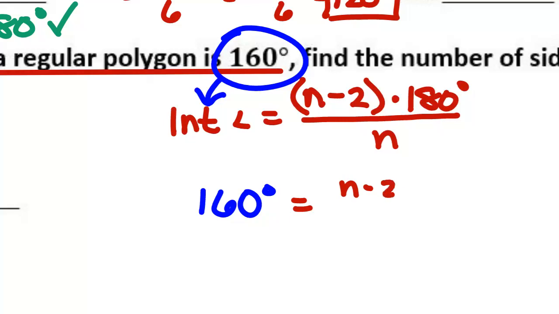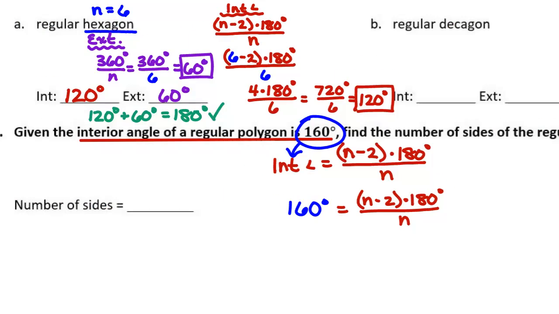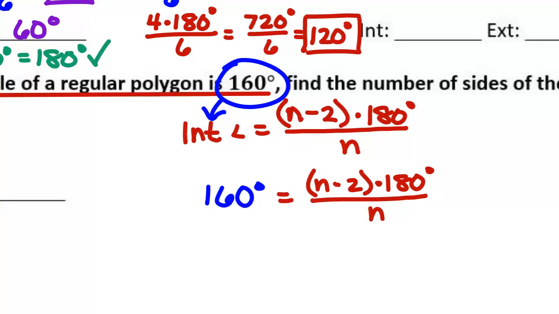equals n minus 2 times 180 over n. And now we need to solve this for n. We need to get rid of the denominator on our fraction, so we're going to multiply by that denominator. We're going to multiply both sides by n.